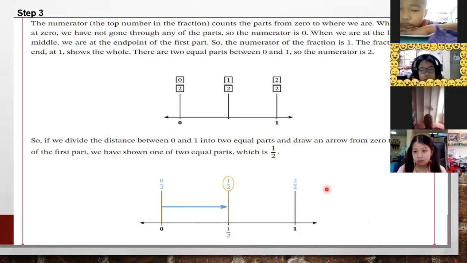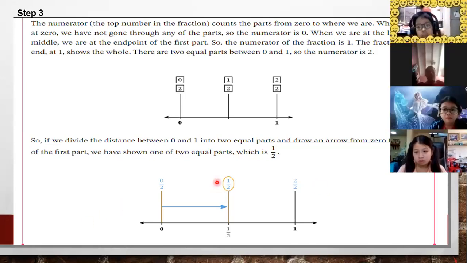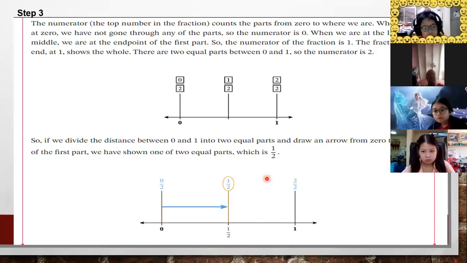Mapol, why Mapol? Why did you raise your hand? Any question? Do you have any question? Huh?